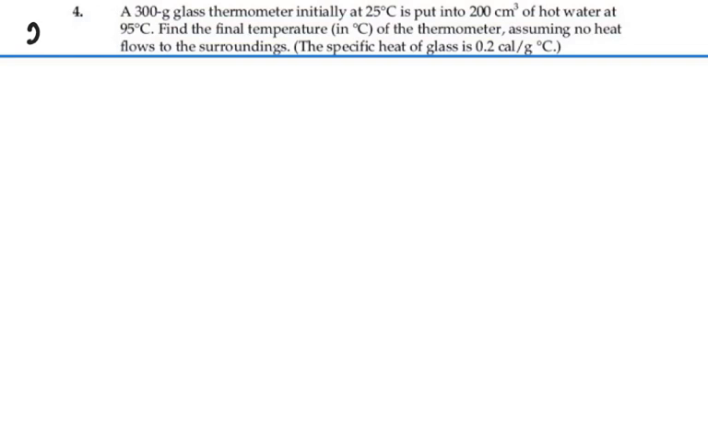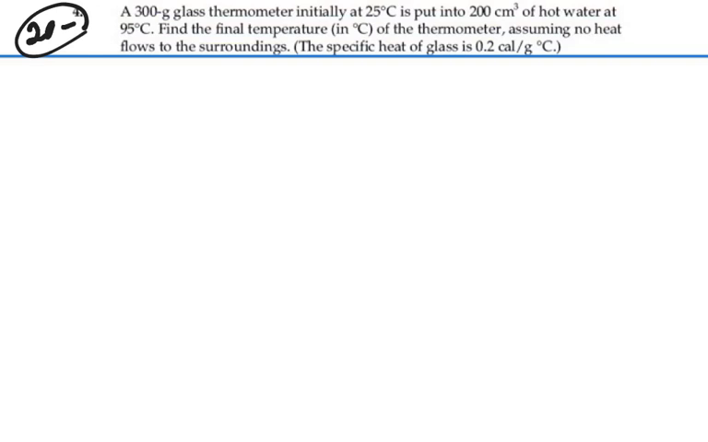Here's problem 24. A 300-gram glass thermometer, initially at 25 degrees Celsius, is put into 200 cubic centimeters of hot water at 95 degrees Celsius. Find the final temperature in degrees Celsius of the thermometer, assuming no heat flows to the surroundings. The specific heat of glass is 0.2 calories per gram per degree Celsius.